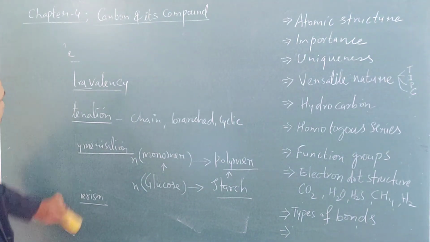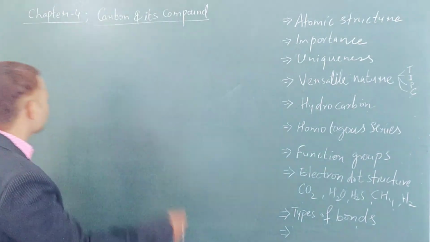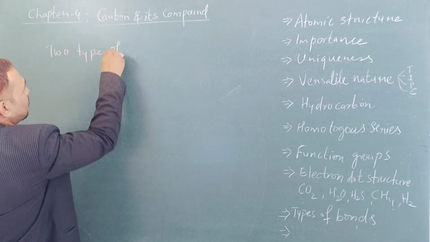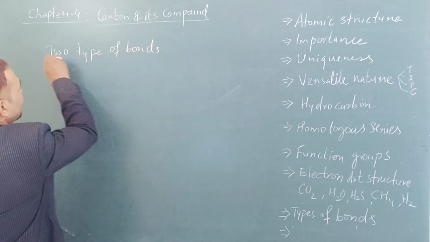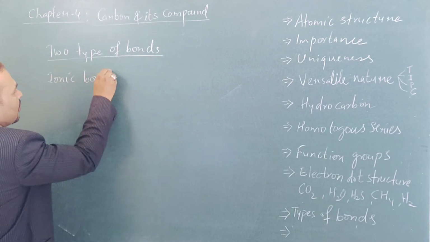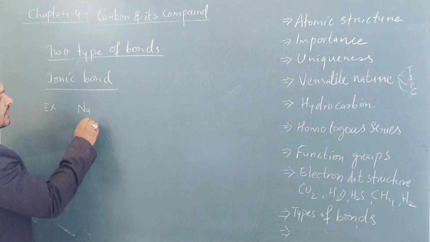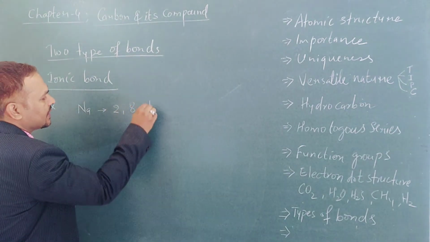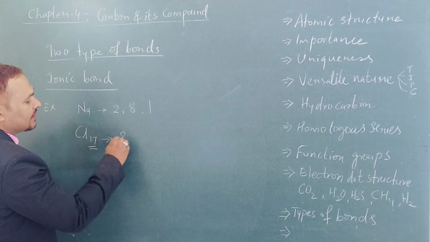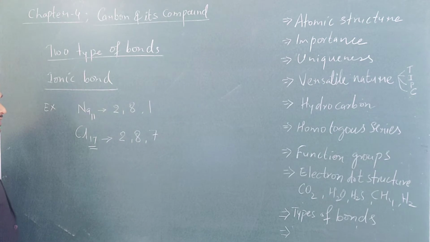Next topic which we are going to discuss is types of bond. See, in your syllabus mainly two types of bonds are there. The first type we have already studied, that is ionic bond. Ionic bond, how does it form? Say for example, in case of sodium, the electronic distribution of sodium is 2, 8, 1. In case of chlorine, atomic number 17, the distribution is 2, 8, 7. Here the atomic number is 11, right?